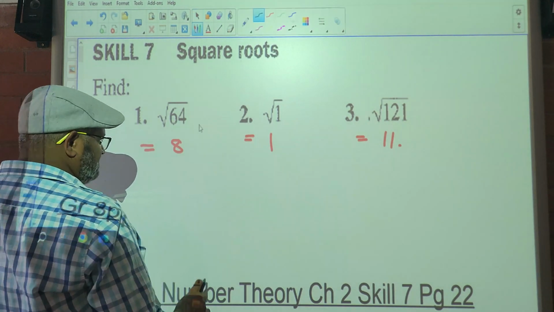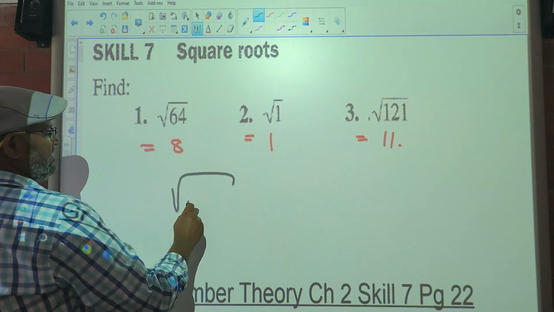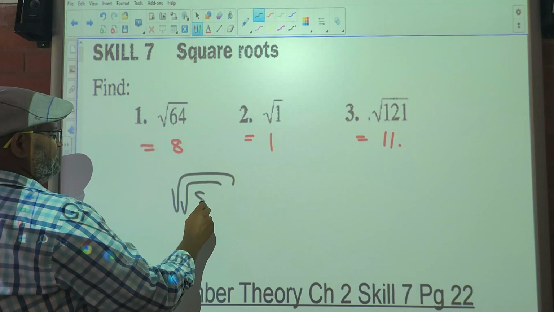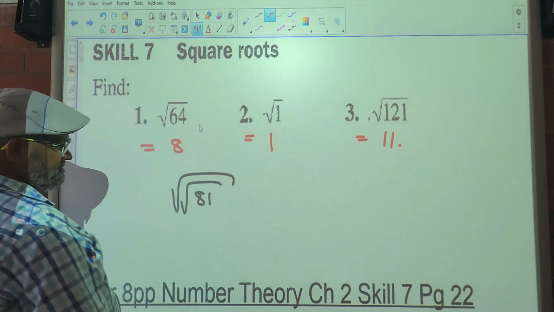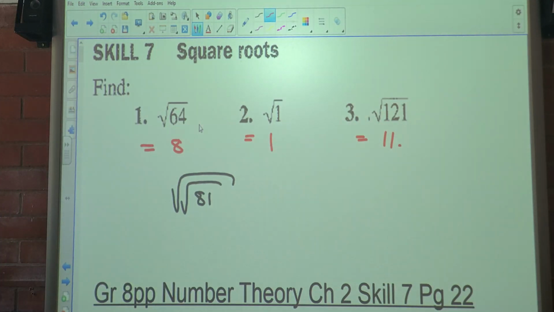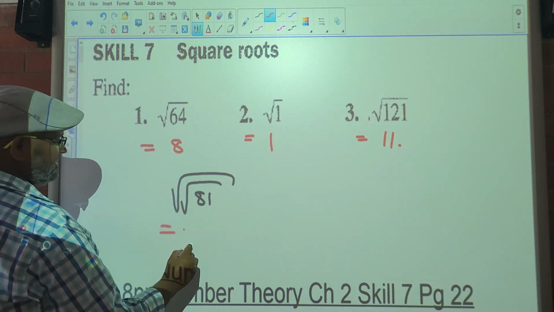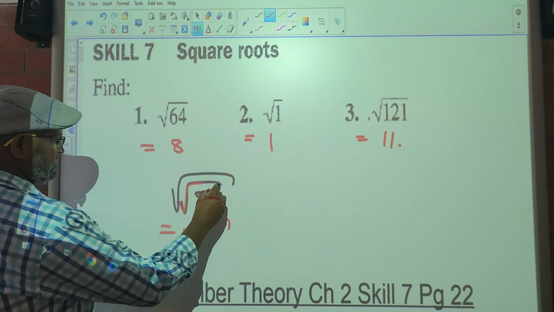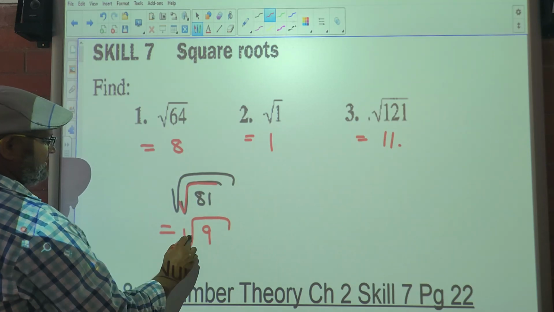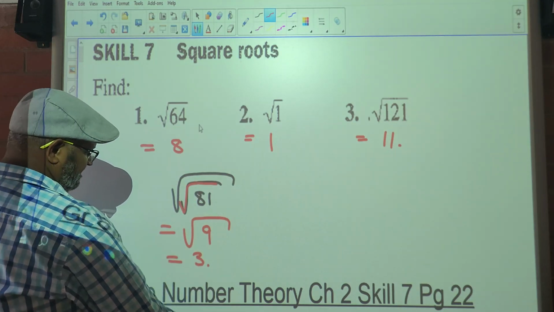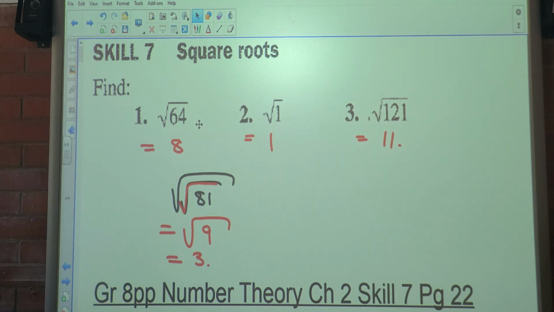Let's ask you this question. What's the square root of the square root of 81? 3. Nice. How do you get 3? The square root of 81 is? 9. So that's the first square root, no? And the square root of 9 is? 3. Okay. So this is on the side there.